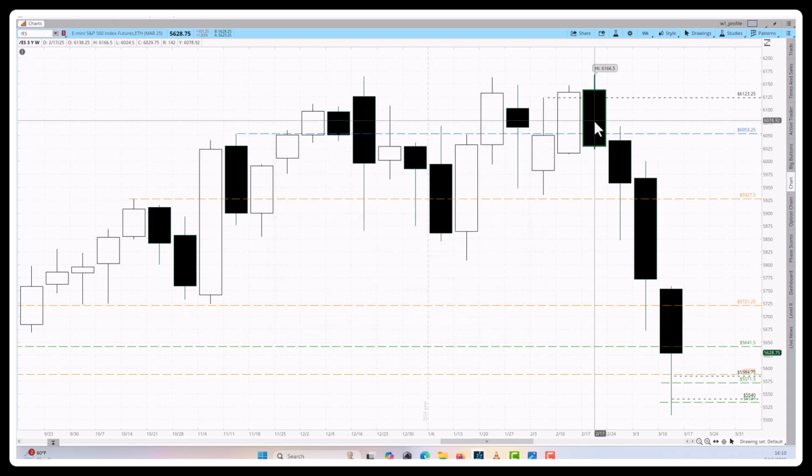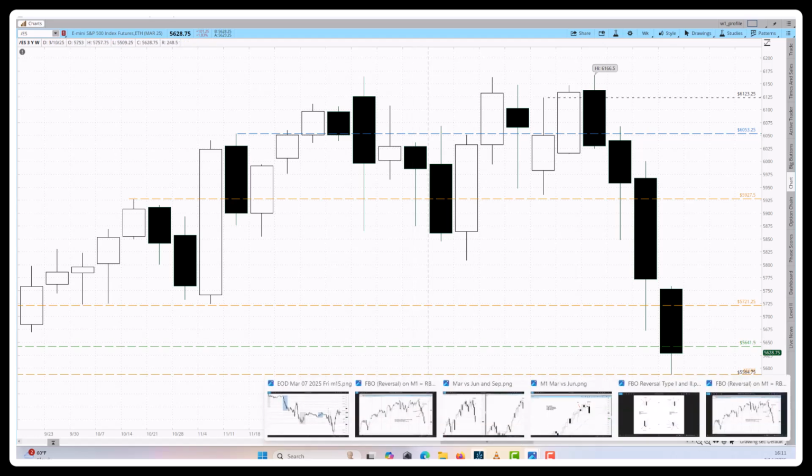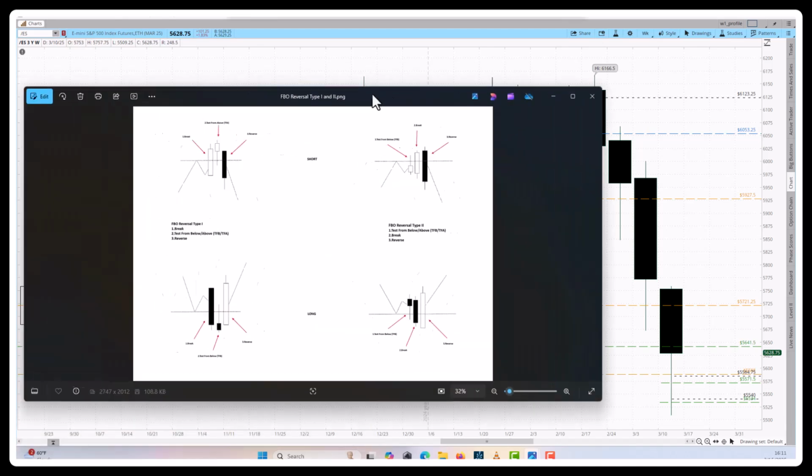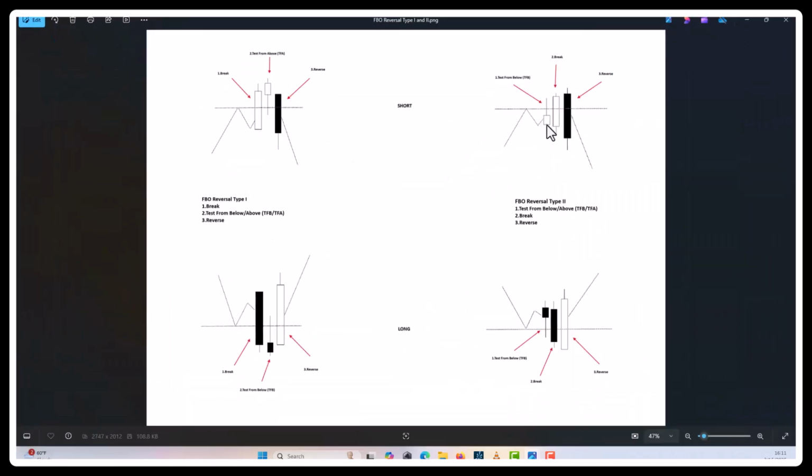So you can see that this week, the last week of February, is where this got broken, and then the next 3 weeks, it came down. So you can see what pattern we have right here. We have the type 2 reversal right there. Test from below, break and reverse. That's the type 2 we are talking about right here. You see that? Test from below, break and reverse.